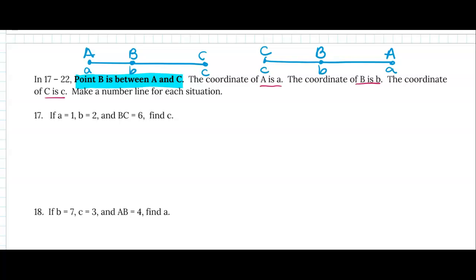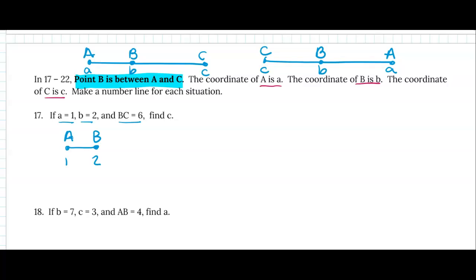So let's look at number 17. It says the coordinate of A is at 1, the coordinate of B is at 2. The length of BC is 6. We need to find C. Since we know that A is at 1 and B is at 2, we can go ahead and put those two down. So we know that A has to be a positive 1 and B has to be a positive 2. So we know they're in that order.